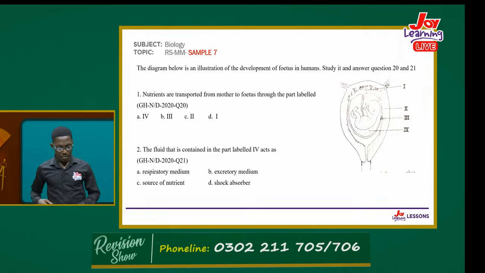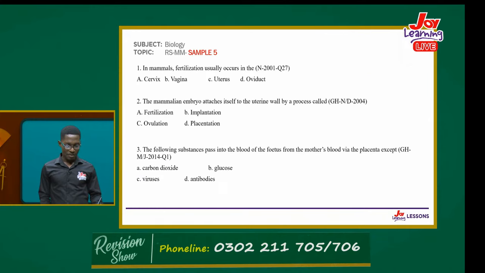Sample 7. Hello. Yes. Kindly go on. Good evening. Which sample question do you want to answer? Sample 5. Okay. Now in sample 5, it says in mammals, fertilization usually occurs in the... Uterus. Okay, you've tried. Let's finish marking and I'll answer you there, right or wrong.